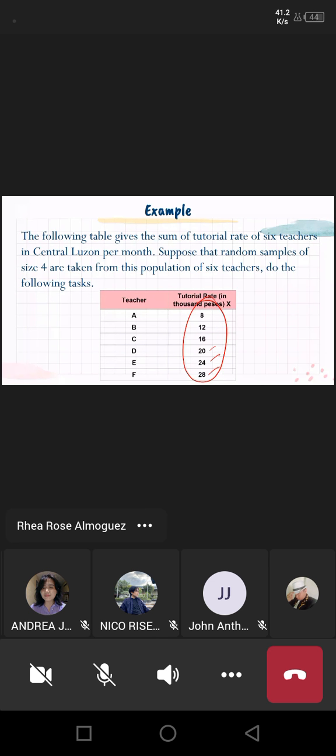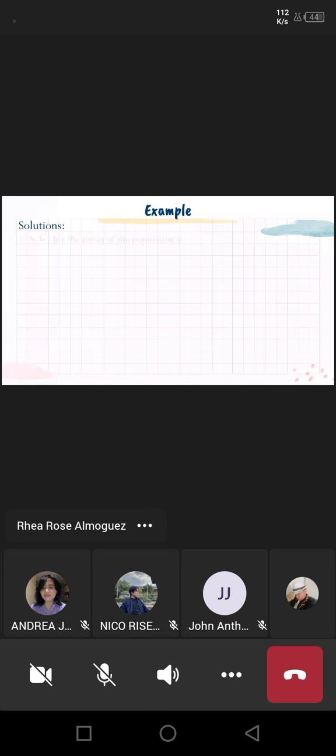So, this is our given problem. Pasensya na. Okay. So, we have here 6 teachers in Central Luzon per month. And then suppose that random samples of 4, sample size natin naging 4 na, are taken from this population of 6 teachers. So we're gonna do the following task. So for number 1 is we're going to solve for the mean of the population.